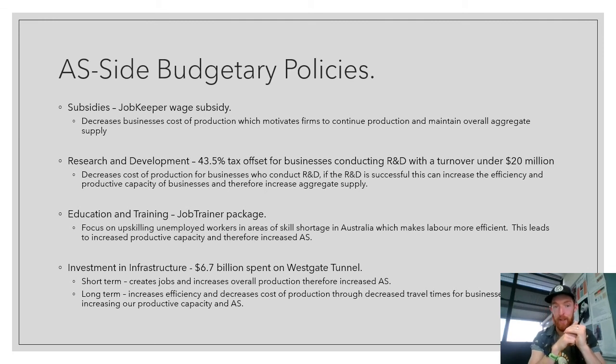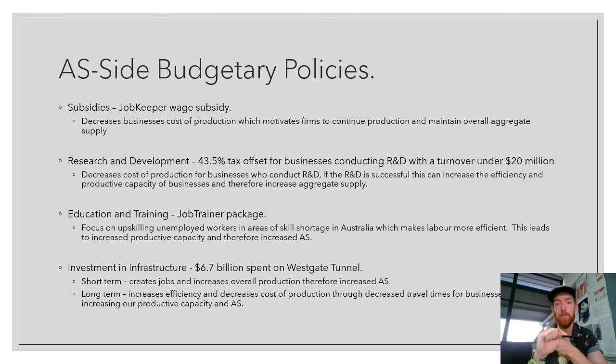Research and development, we've got a 43.5% tax offset for businesses conducting R&D with a turnover under 20 million. The reason for this is businesses wouldn't conduct research and development otherwise because there's no guarantee it will have a positive impact for them. So this decreases the cost of production for businesses who conduct R&D. And if the R&D is successful, this can increase the efficiency and productive capacity of the business and therefore increase aggregate supply.